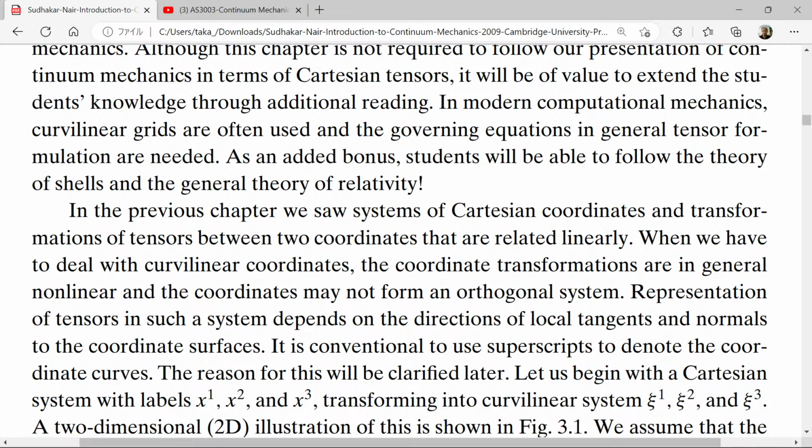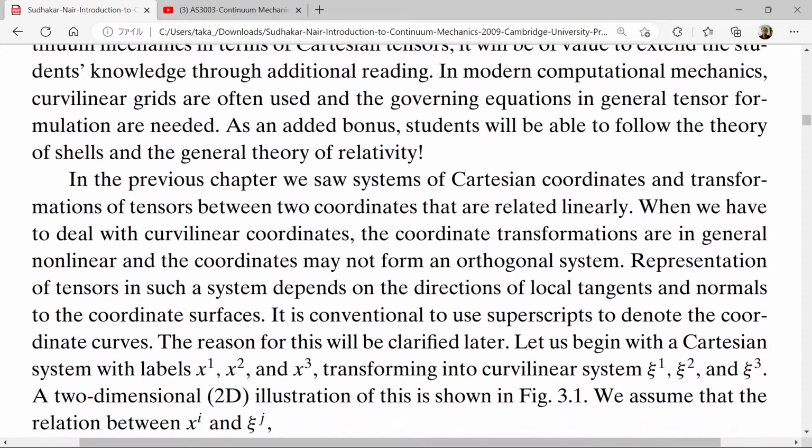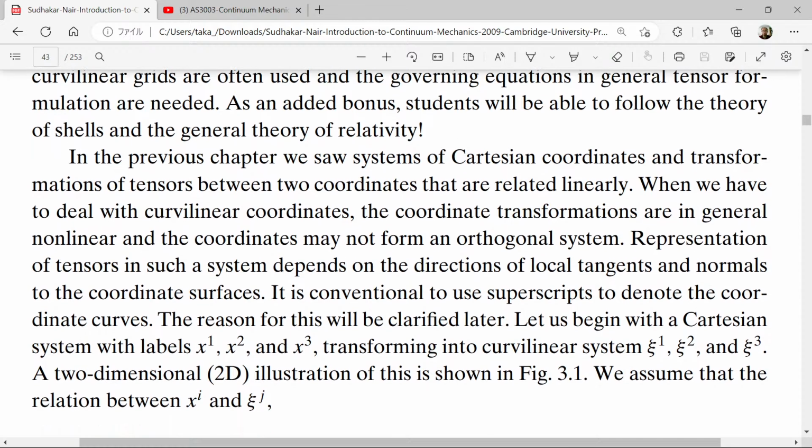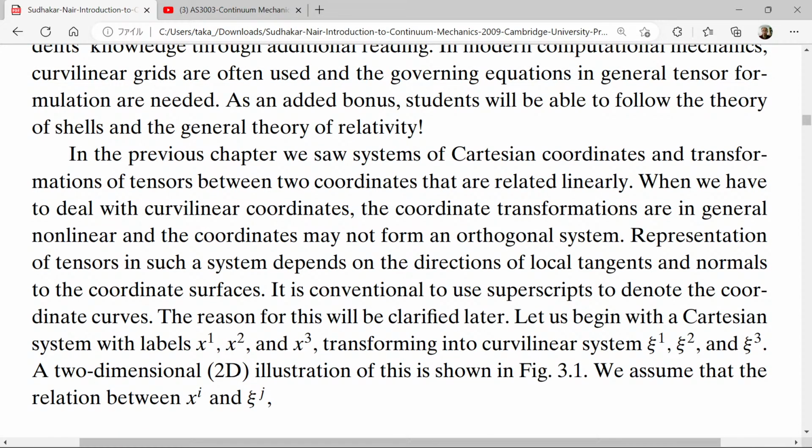In modern computational mechanics, curvilinear grids are often used, and the governing equations in general tensor formulation are needed. As an added bonus, students will be able to follow the theory of shells and the general theory of relativity.